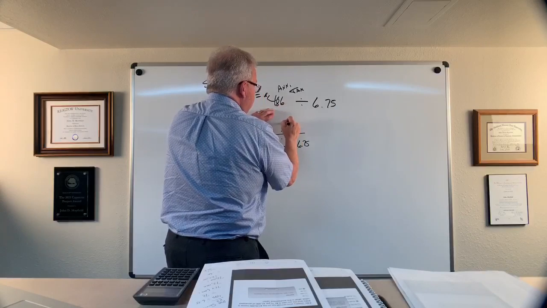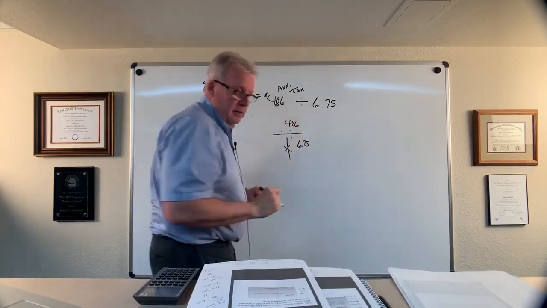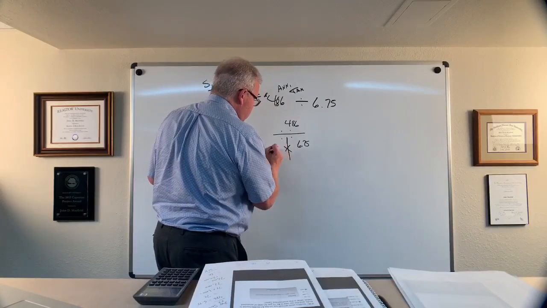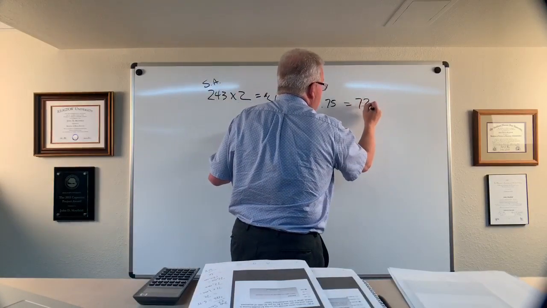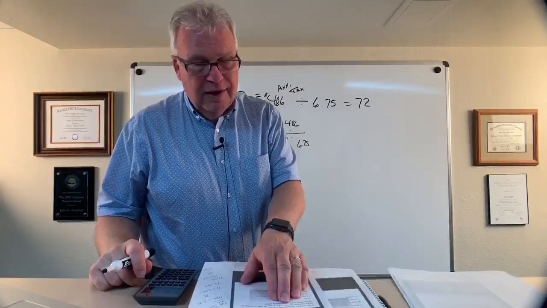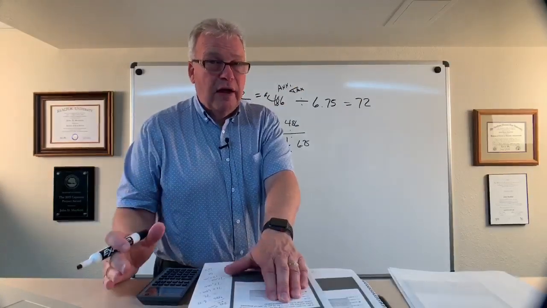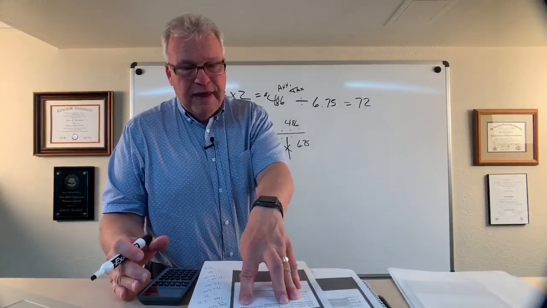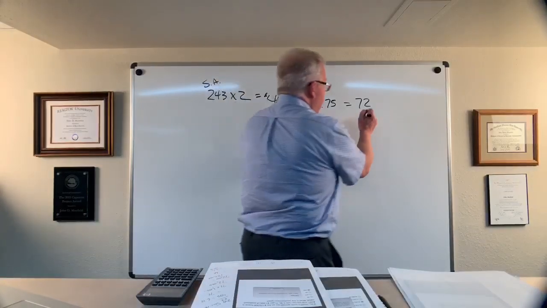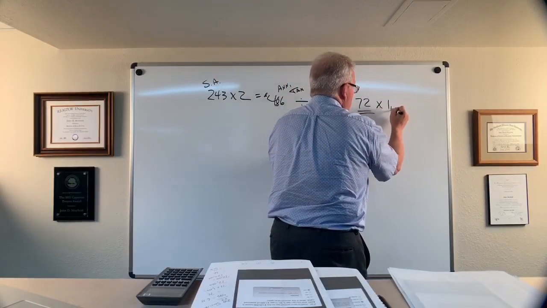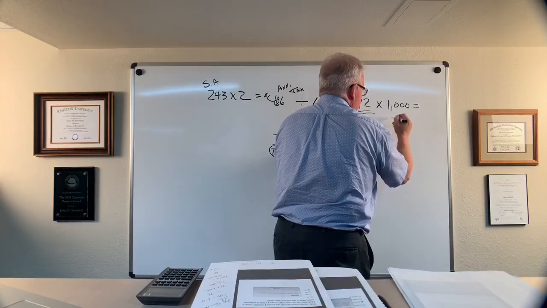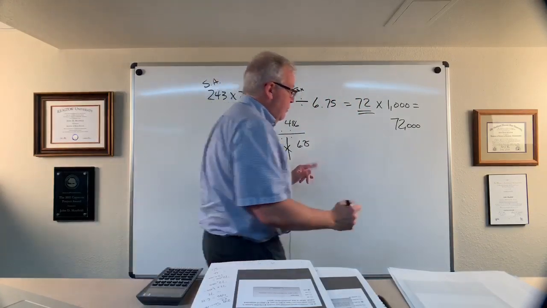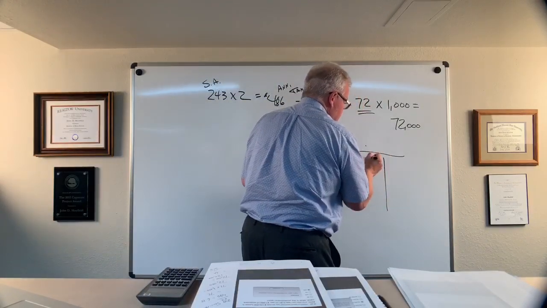This is $6.75, and this is 486. Okay? When we divide that, we get 72. Now the question says the tax rate is $6.75 per 1,000 of assessed value. So this needs to be multiplied by 1,000. That gives us $72,000, right?